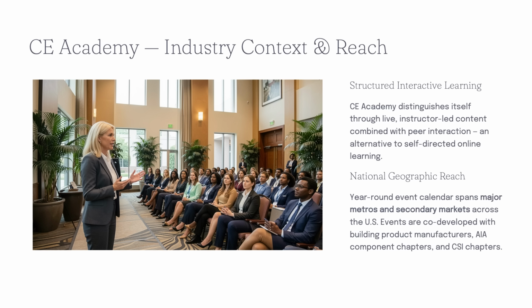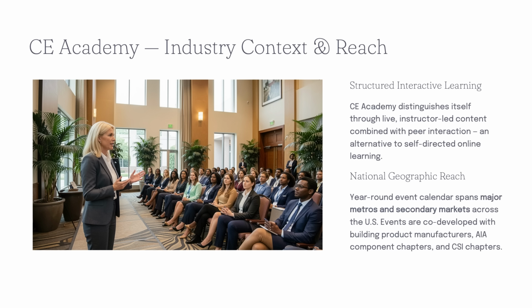Manufacturer and association partnerships. CE Academy's event programming is built around partnerships with building product manufacturers who co-develop and sponsor the AIA registered courses delivered at each event. The organization also partners with AIA component chapters and CSI chapters at the local and regional level, connecting its events to the existing professional community infrastructure in each market. Geographic reach. CE Academy's year-round event calendar spans multiple cities across the United States. Architects in both major metros and secondary markets are served through the organization's traveling seminar model.